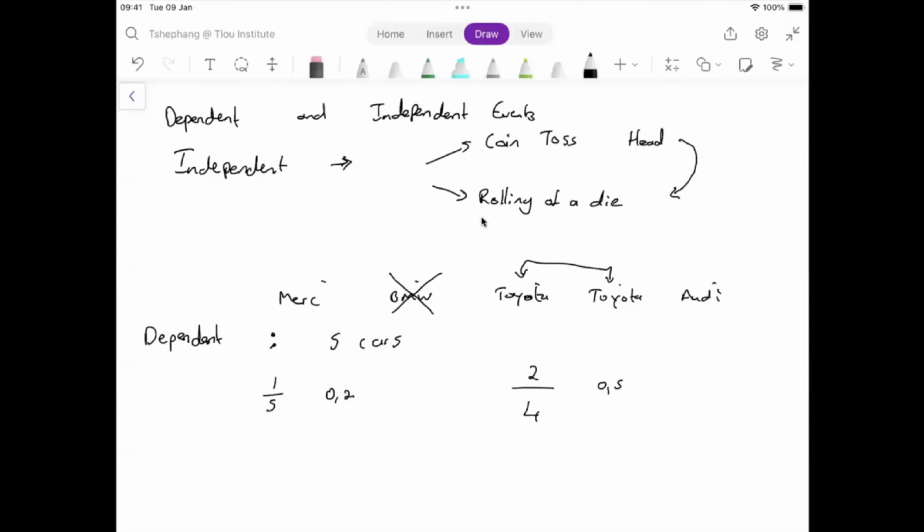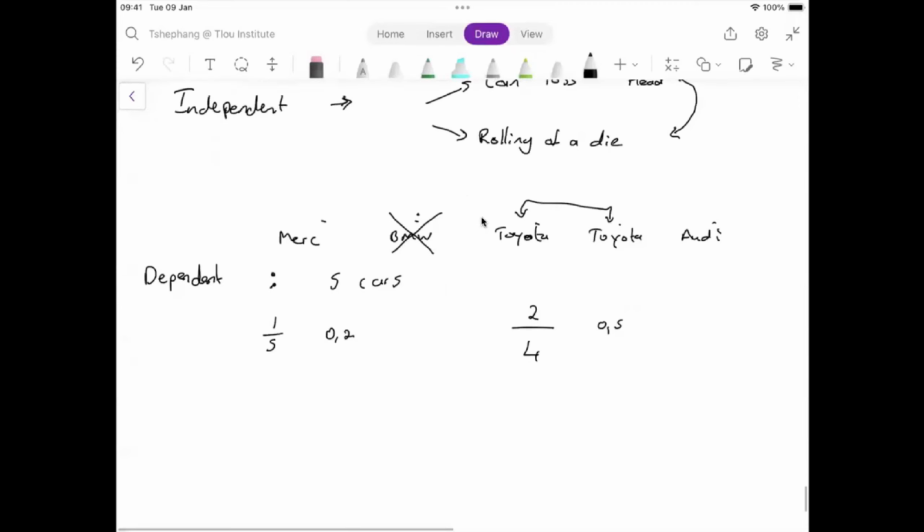If this BMW was not taken out, the probability of getting a Toyota would be the same every single time. Those are dependent. One outcome needs to affect the next outcome. Hoping it's clear.